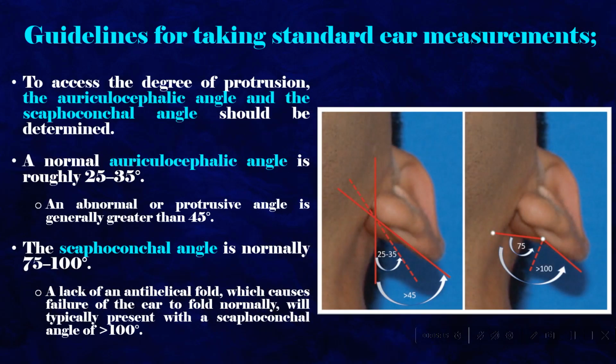To assess the degree of protrusion, the auriculocephalic angle and the scaphoconchal angle should be determined. A normal auriculocephalic angle is roughly 25 to 35 degrees. An abnormal or protrusive angle is generally greater than 45 degrees. The scaphoconchal angle is normally 75 to 100 degrees. A lack of an antihelical fold, which causes failure of the ear to fold normally, will typically present with a scaphoconchal angle of greater than 100 degrees.